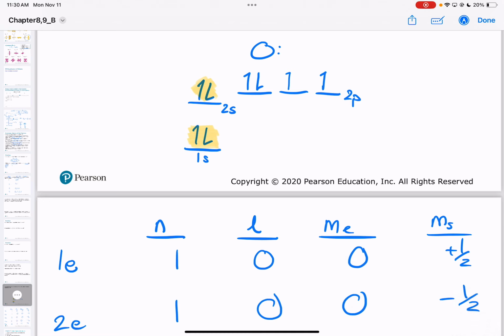I'm not going to go through all of the quantum numbers for these 8 electrons. If we have time at the end, we could do that, but right now, not.